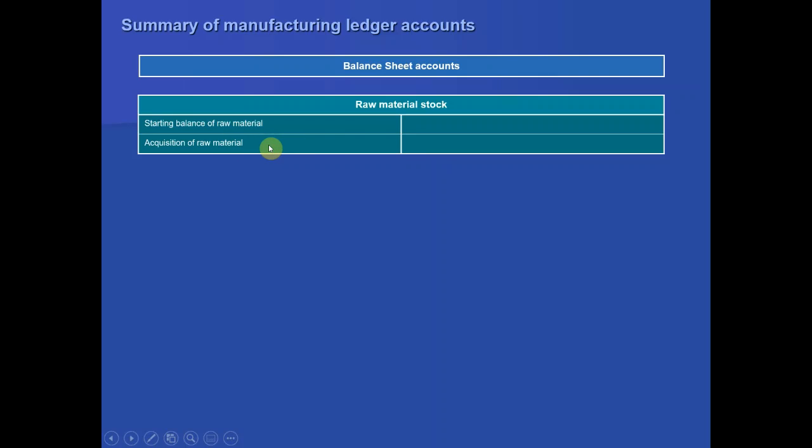creditors control. So then on the credit side is when our raw material stock decreases, and that is when we issue the raw materials. So it will move to the raw material issued account. So that will be our contra entry.